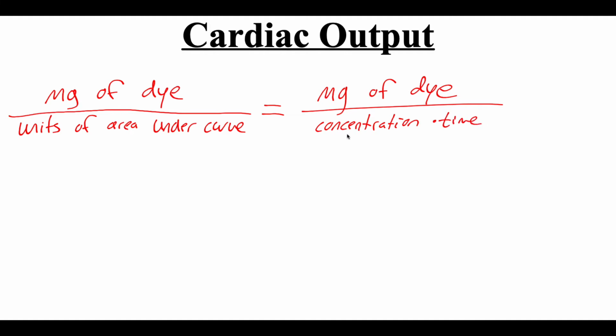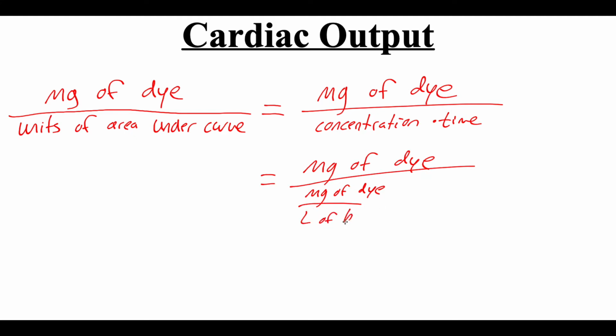Now, to calculate the concentration of the dye, we take the milligrams of our dye and divide it by the liters of blood. So again, the top of our fraction is staying exactly the same, but we said that concentration is the milligrams of our dye divided by the liters of blood. As far as the time, right now we're measuring in seconds, so we're going to multiply this by the number of seconds that have gone by.